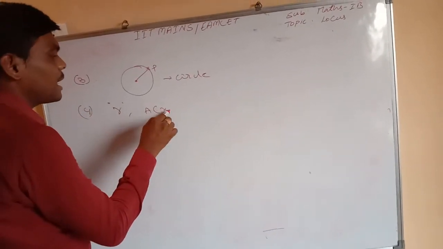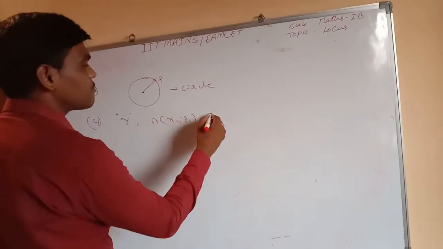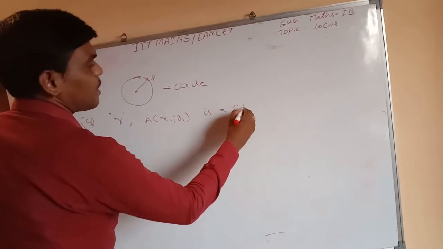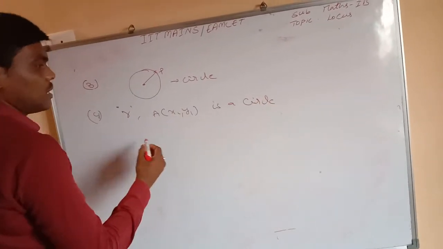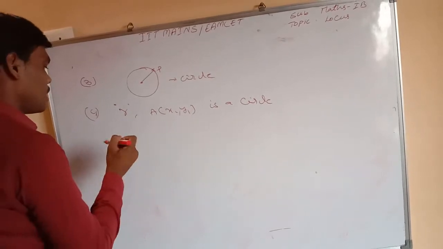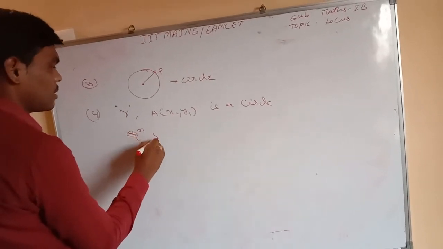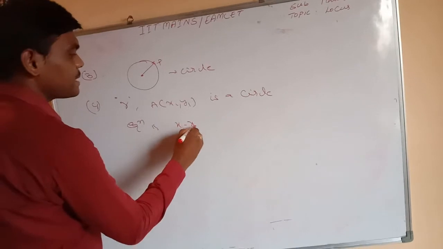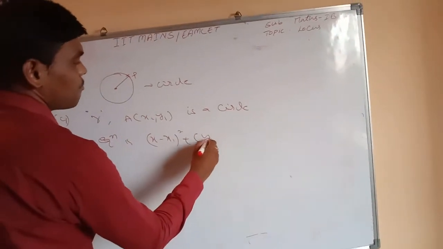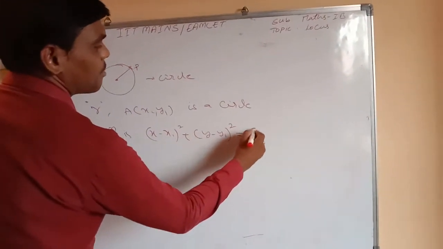Next, fourth property. The locus of a point P which is at a distance of r units from a given point A(x1, y1) is a circle, and whose equation is (x minus x1) whole square plus (y minus y1) whole square is equal to r square.